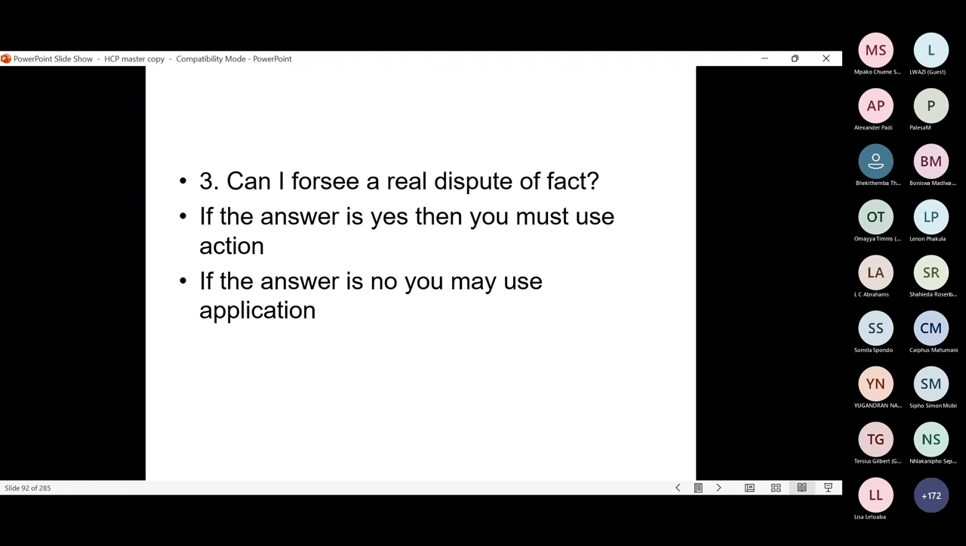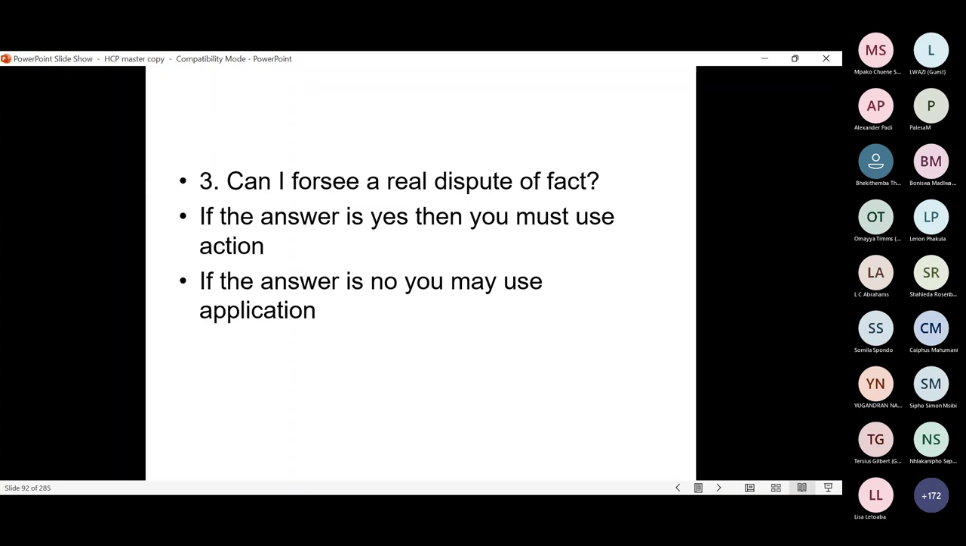Okay, right. So you must now decide which you're going to use. And before we, what I'm going to do now is I'm going to tell you the action procedure. We're first going to start by doing the action procedure, and then we're going to do application procedure. Okay, so we're going to start with plaintiffs and defendants and summonses. Okay, any questions so far?